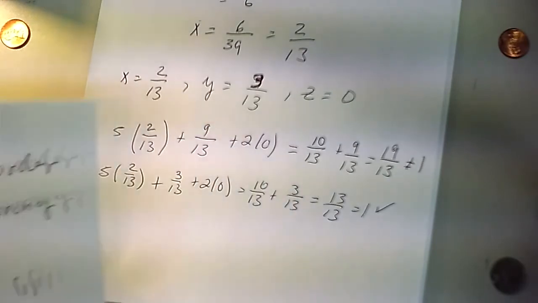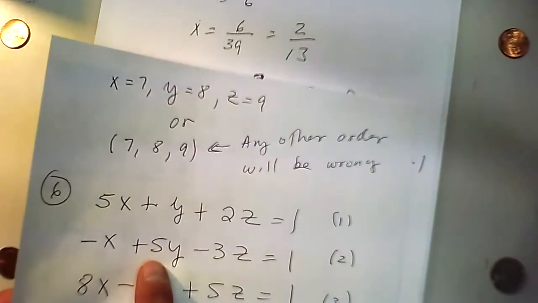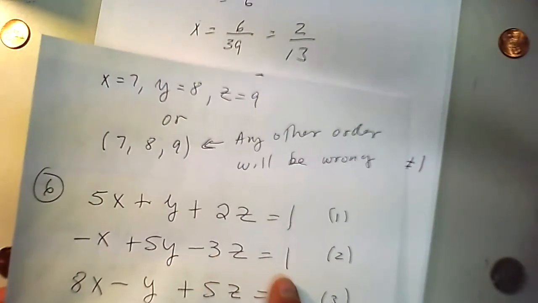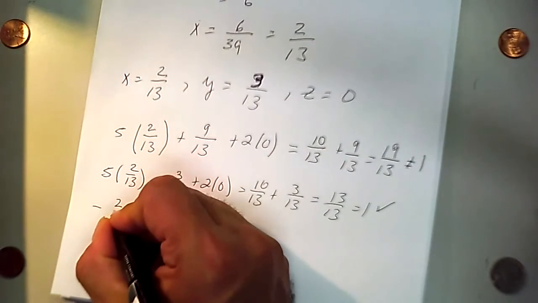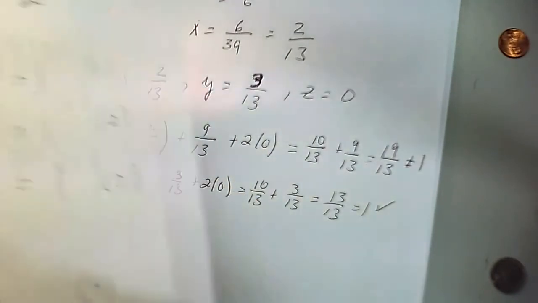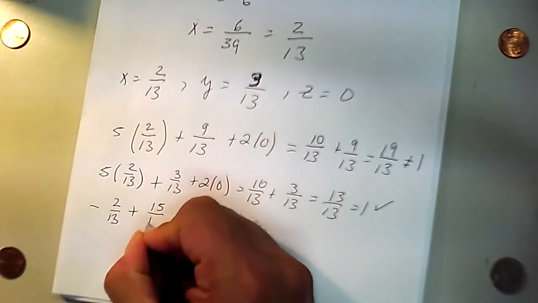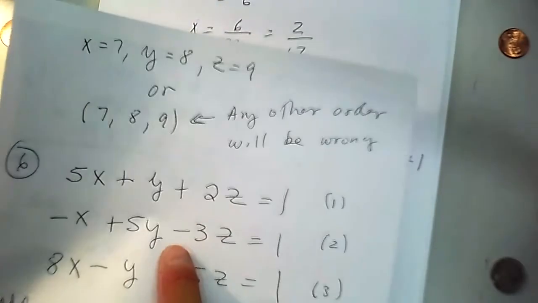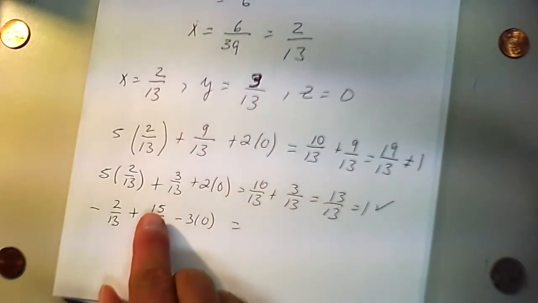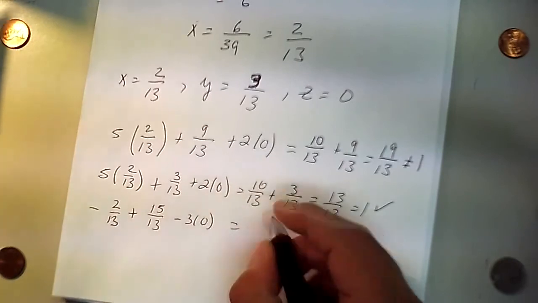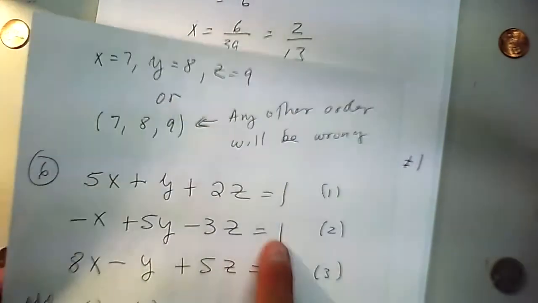Go back to the other 2 equations. Negative x plus 5y minus 3z should be equal to 1. Let's see if that is true. Negative 2 over 13 plus 5 times y, so 5 of those is 15 over 13. And then z is going to be 0, so I'm just going to write it down for the record: minus 3 times 0. And I can already see 15 13ths minus 2 13ths is 13 over 13, which is 1. So the second equation checks.